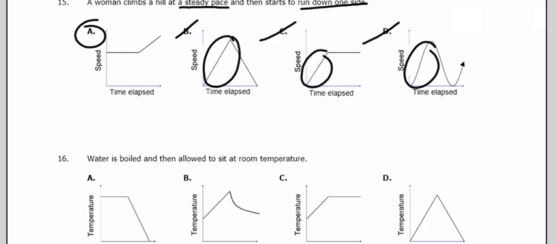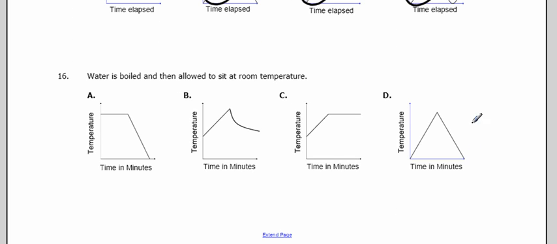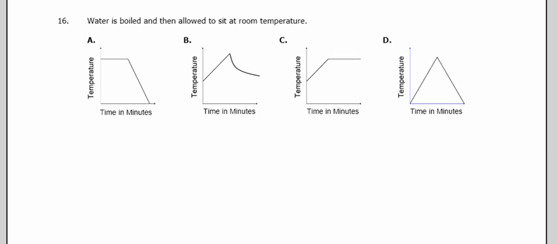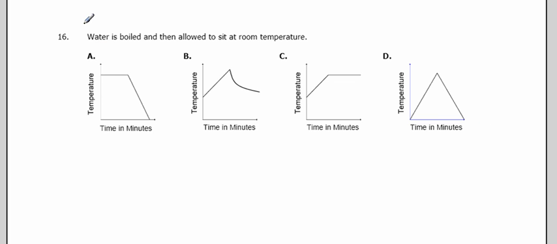All right, last one. Water is boiled and then allowed to sit at room temperature. And here we're comparing temperature and time. So when water is boiling, the temperature increases, and then it's allowed to sit at room temperature. So this tells me my temperature will decrease to a certain temperature. Not forever, but to room temperature.